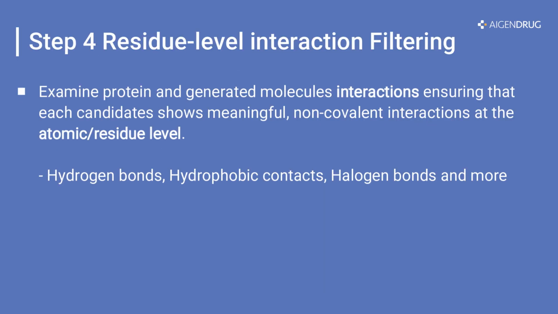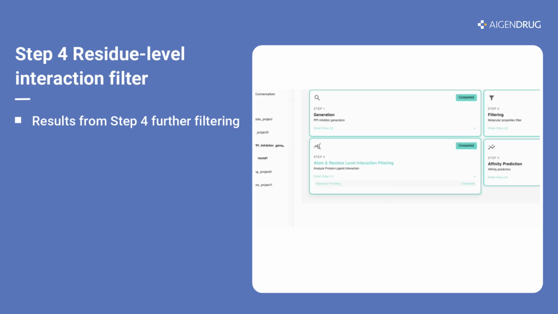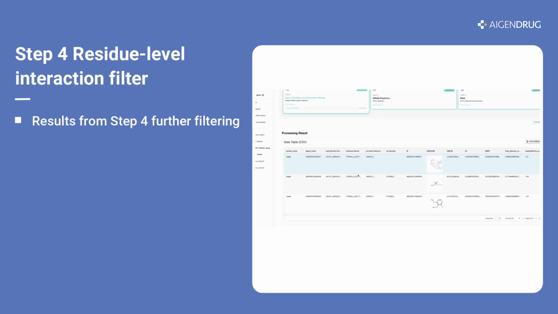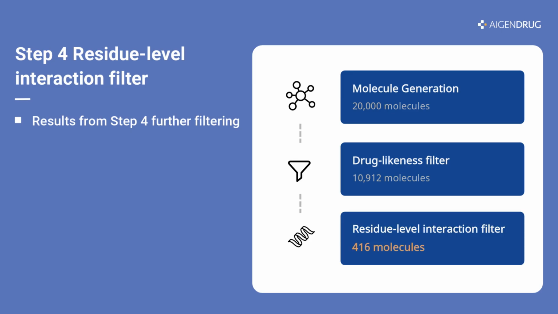After docking simulation, the user can examine how well candidate molecules interact with the target protein at the residue level. Here we show screenshots for residue-level interaction filtering. After residue-level interaction filtering, the user can reduce the number of candidate molecules to a more manageable set. These molecules can then be easily sorted based on drug target affinity values or other criteria.